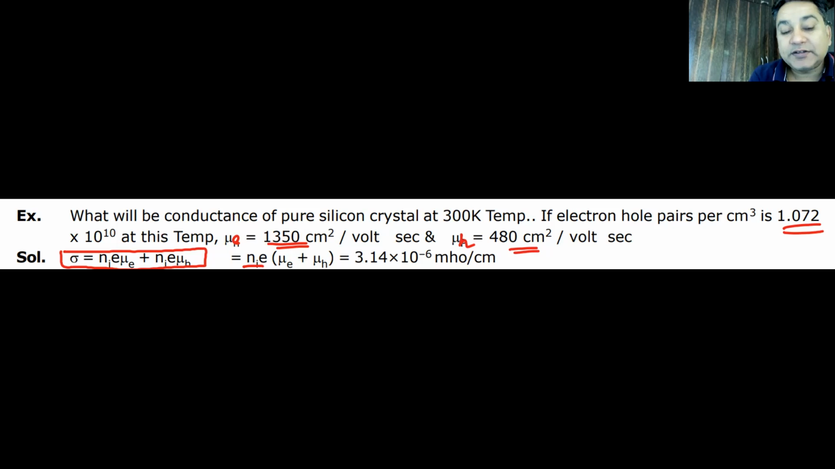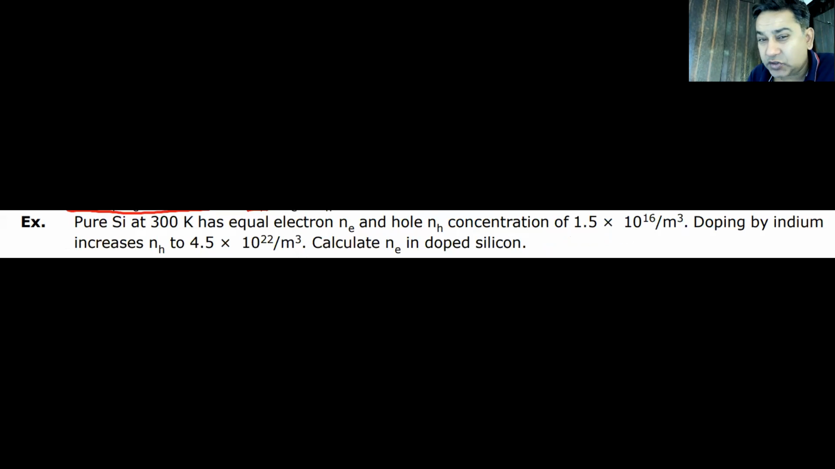The next question in the exercise in your sheet: pure silicon at 200 Kelvin has equal electron and hole concentration. The value is given. Doping by indium increases hole concentration to 4.5 into 10 raised to the power 22 per meter cube. What is the concentration of electron in doped silicon? Very good question, very simple one. If you know the formula, you can do it. I'll give you a minute to do it.